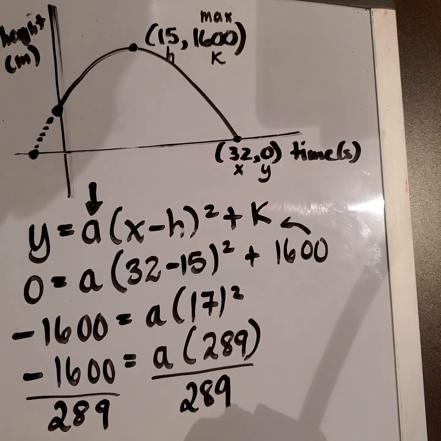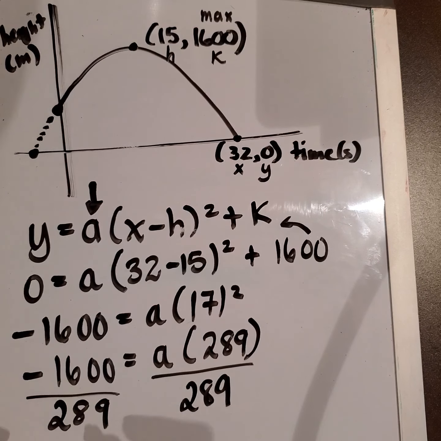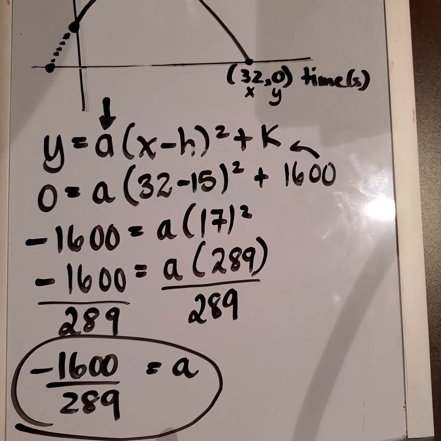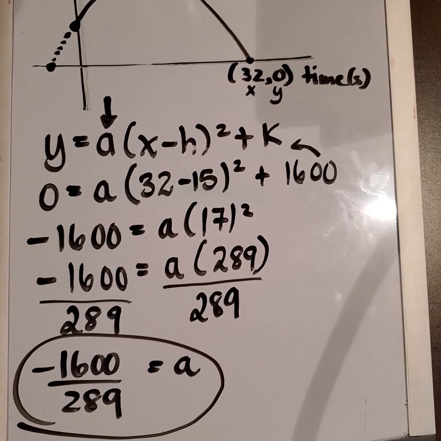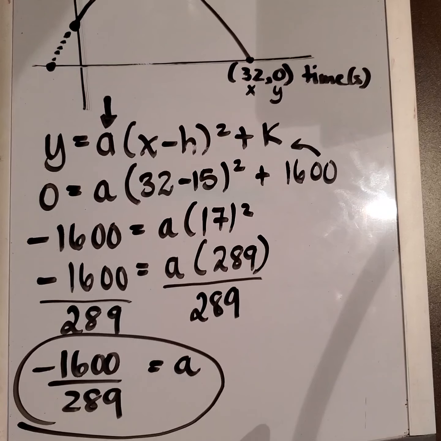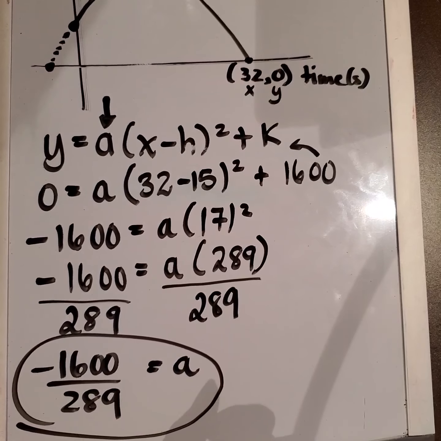Okay? And my final answer is... Oh, that can't be reduced at all. Ooh, ugly. Negative, oh, you can't even see that, I'm sorry. Negative 1,600 over 289, okay? Ugly numbers are numbers too. This is another very commonly made mistake. People will do all the work, all the heavy lifting to get the A value, and then they forget to give me the final answer.